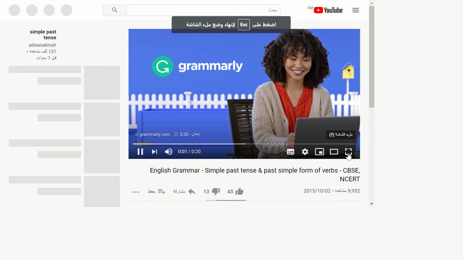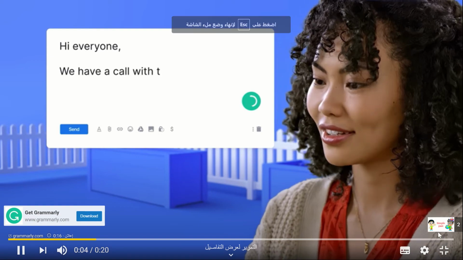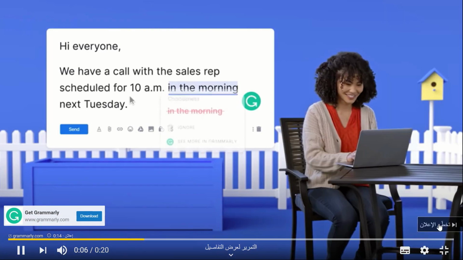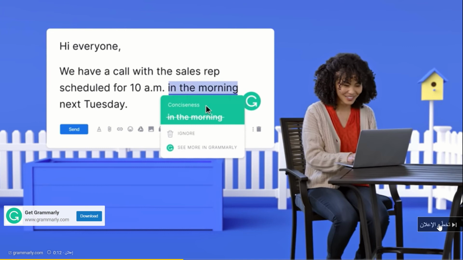Grammarly can help you write quickly and confidently, so you never have to slow down at work. Instant corrections make your writing mistake-free.